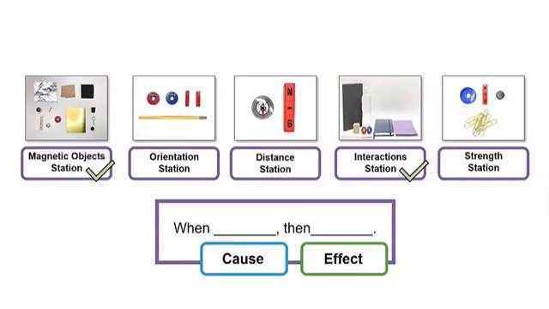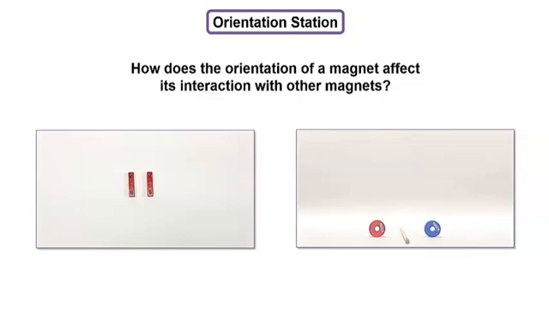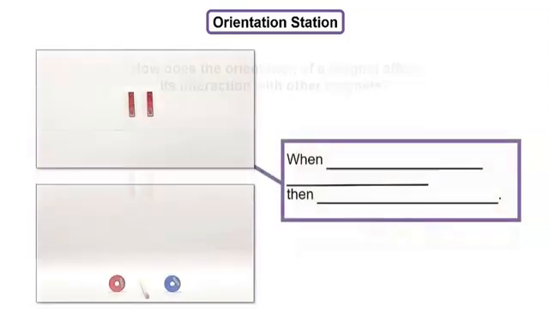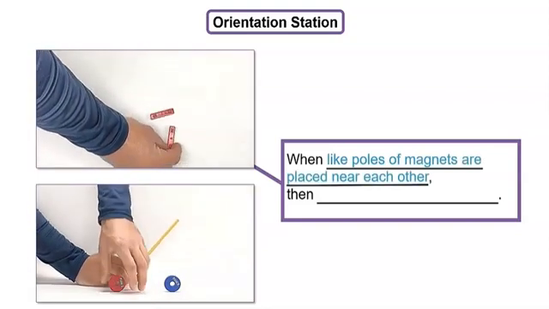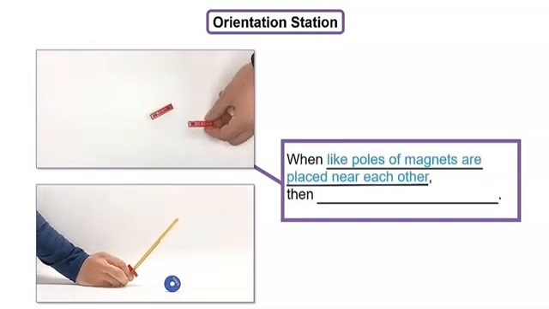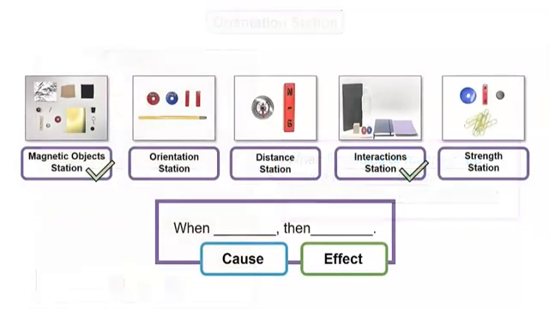Okay, let's move on to the orientation station, where we investigated the question, how does the orientation of a magnet affect its interaction with other magnets? Do you remember what we observed when like poles of magnets are placed near each other? When like poles of magnets are placed near each other, then the magnets repel each other.